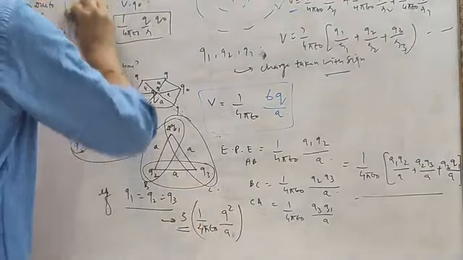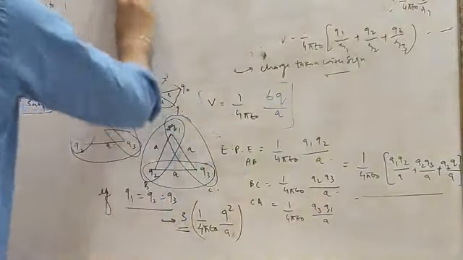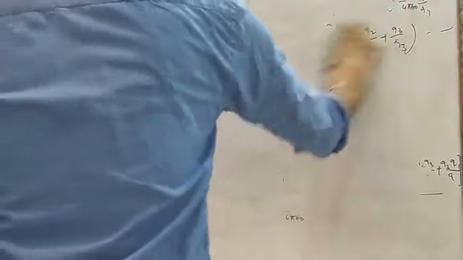Now we'll move to our next topic, that is electrostatic potential due to an electric dipole. This is again a very important topic, but a question from this topic was already asked in the year 2019. The probability for asking the question will be there.